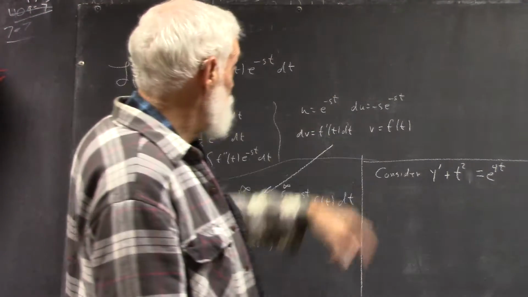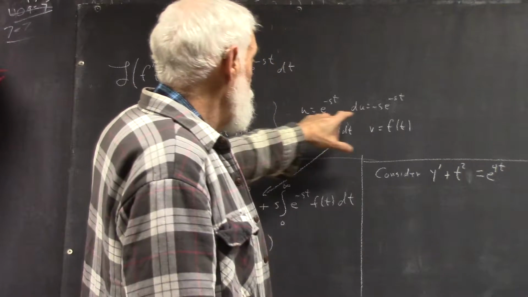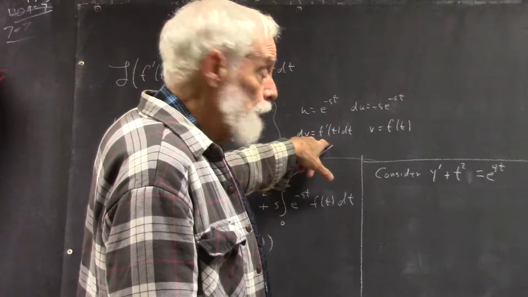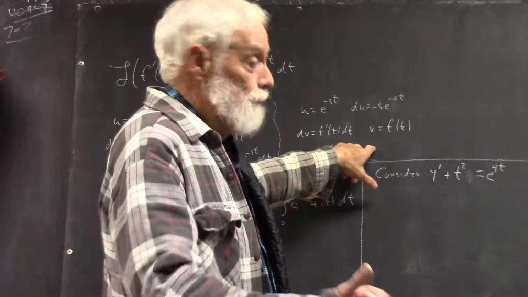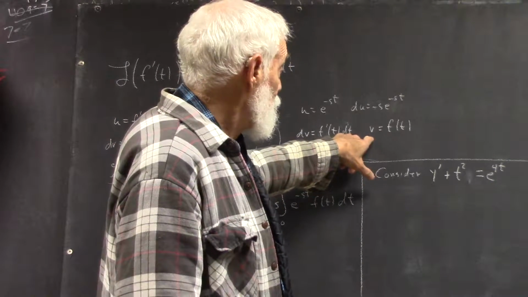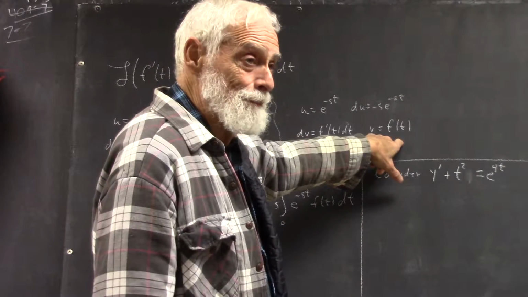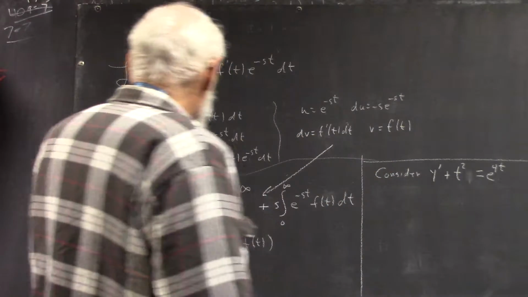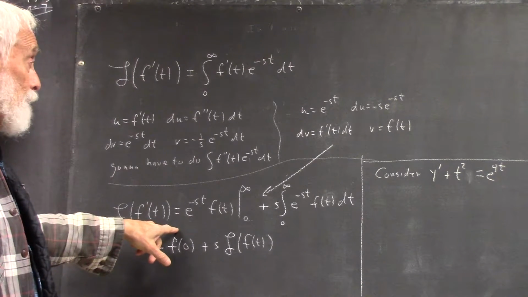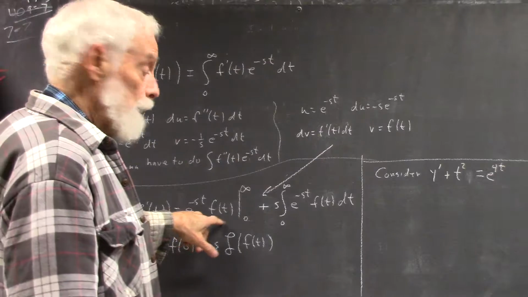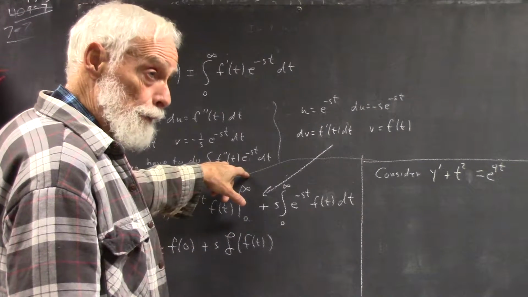Whereas if you do this one, u equal e to the negative st, there's your du. Your dv is going to be f prime of t dt. So what's your v? Well, everybody saw that. Very good. Antiderivative of f prime of t is f of t. And that leads you to this. Very straightforward. There's your u, v, e to the negative st, f of t, evaluated between 0 and infinity.